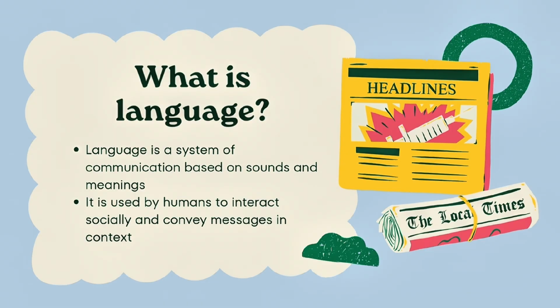Humans use language not only to deliver messages but also to interact socially. This means language is always used in context, not in isolation. It consists of sounds and meaning that are organized systematically. Because of all that, language allows people to express ideas, thoughts, and feelings in social interaction.